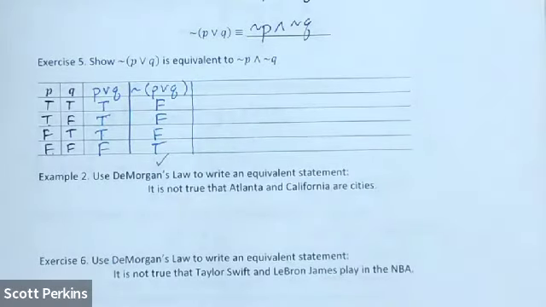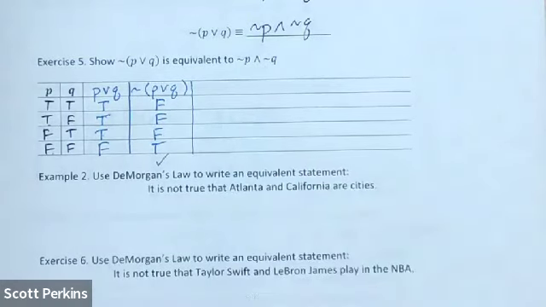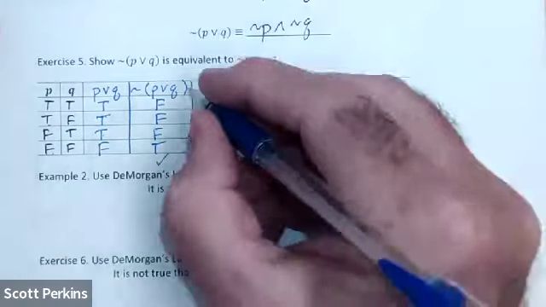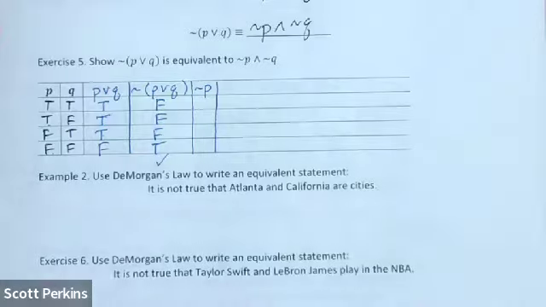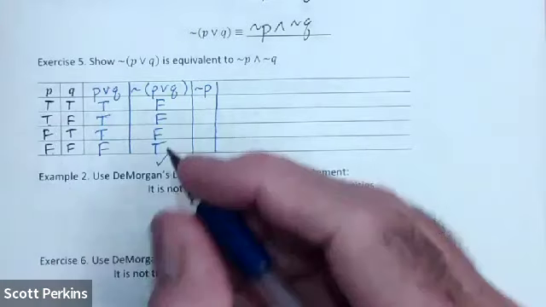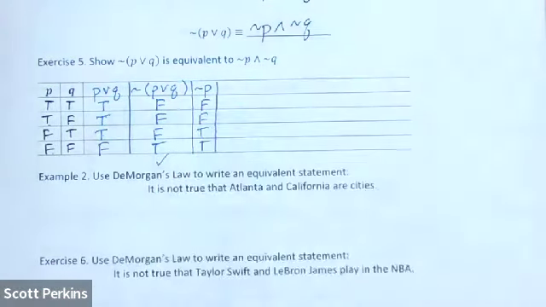And now the next column, I need a squiggly P and a squiggly Q. Since I have negations involved, I'm going to do a quick column for each of those first. And if you already did these earlier, kind of getting everything ready, that's fine. It doesn't matter what order you do these columns in. So squiggly P, I'm negating the P column. So instead of true, true, false, false, it's going to be the reverse, false, false, true, true. Do the same thing with Q.